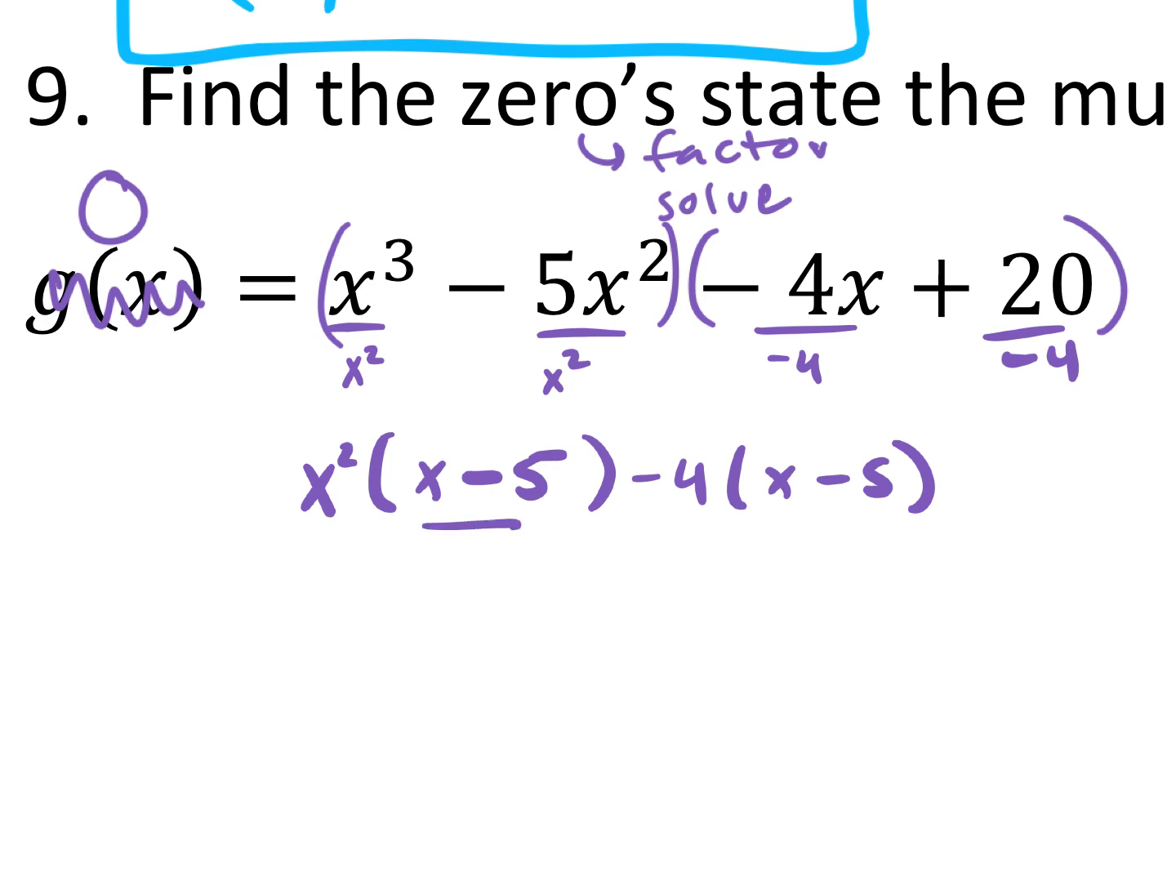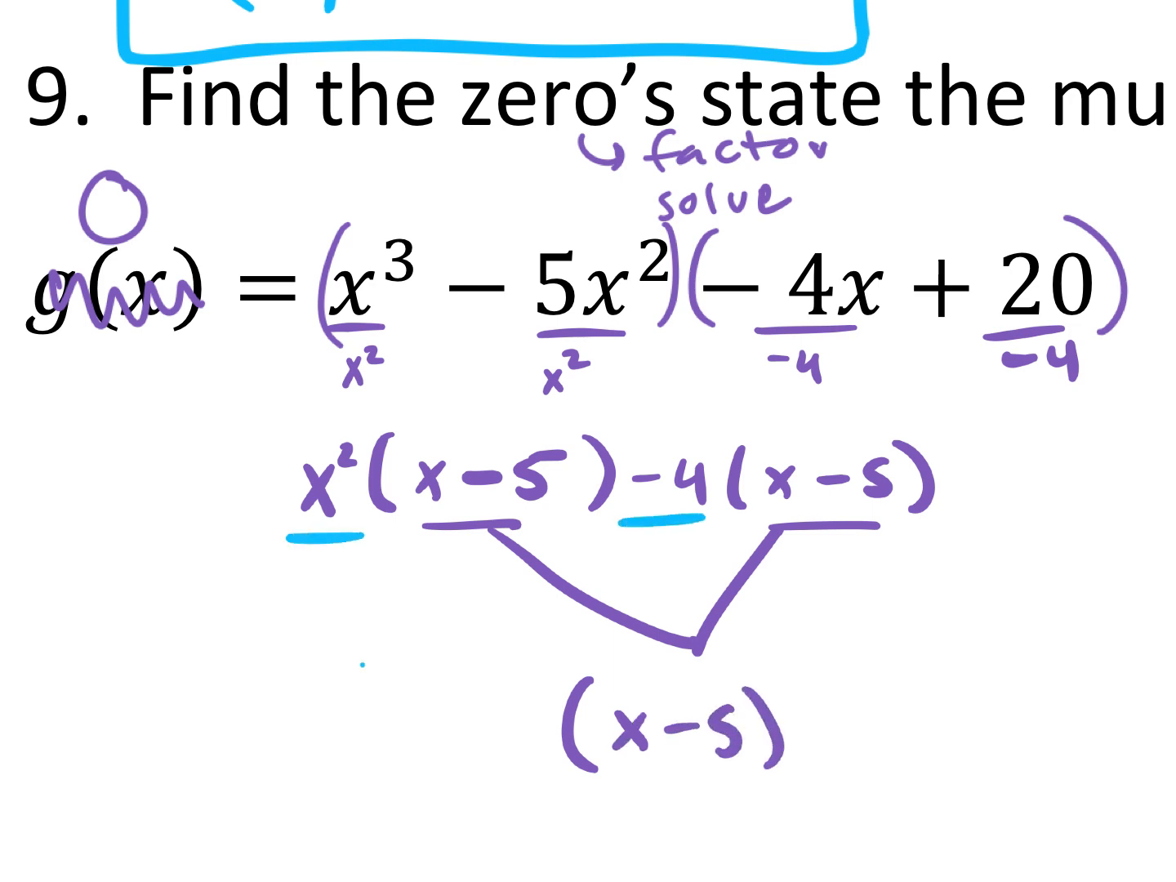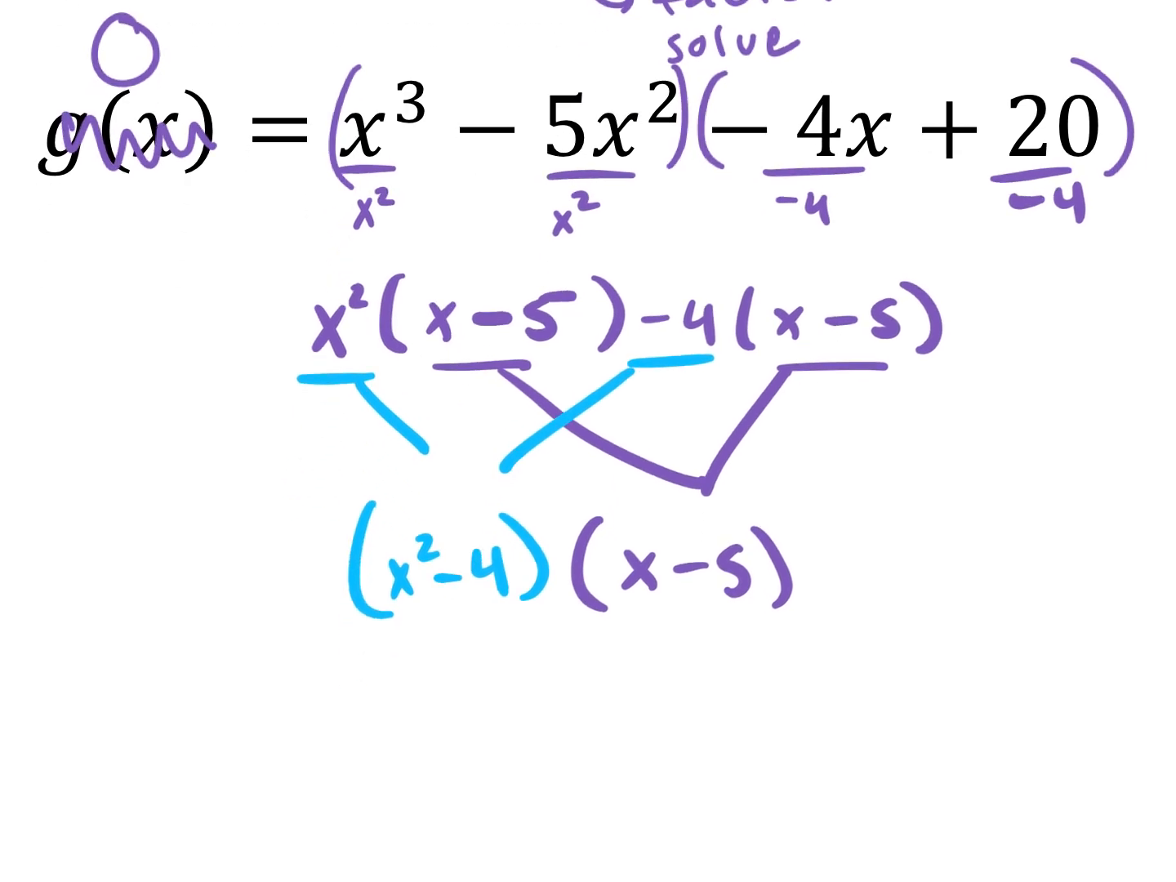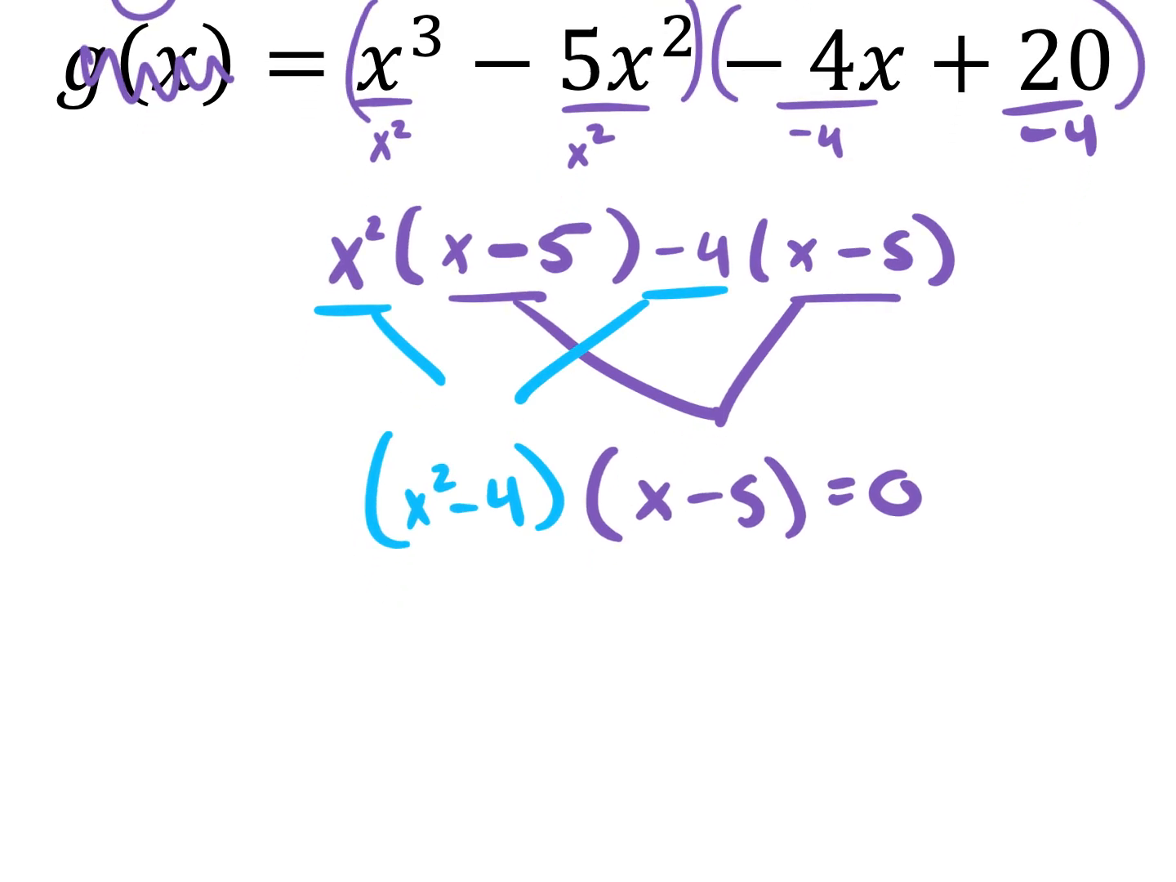Perfect, because the inside parts have to be the same. The inside parts go into one group, so x minus 5. And then the two outside parts go together in the second group, so x squared minus 4. Now this is still equal to 0, so we still have to solve it. I can set each piece equal to 0, so x squared minus 4 is equal to 0, and x minus 5 is equal to 0.